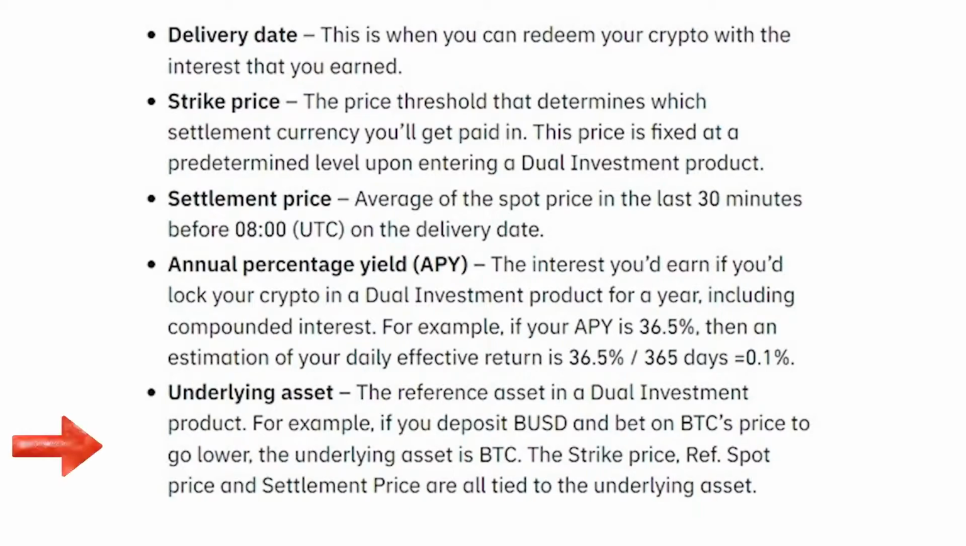The fifth and final term that you would need to understand is the underlying asset. This is the reference asset in a dual investment product. For example, if you deposit BUSD and bet on BTC's price to go lower, the underlying asset is BTC, also known as Bitcoin. The strike price, reference spot price, and settlement price are all tied to the underlying asset. There are 2 types of dual investments. One is the up and exercised, and the second is down and exercised.